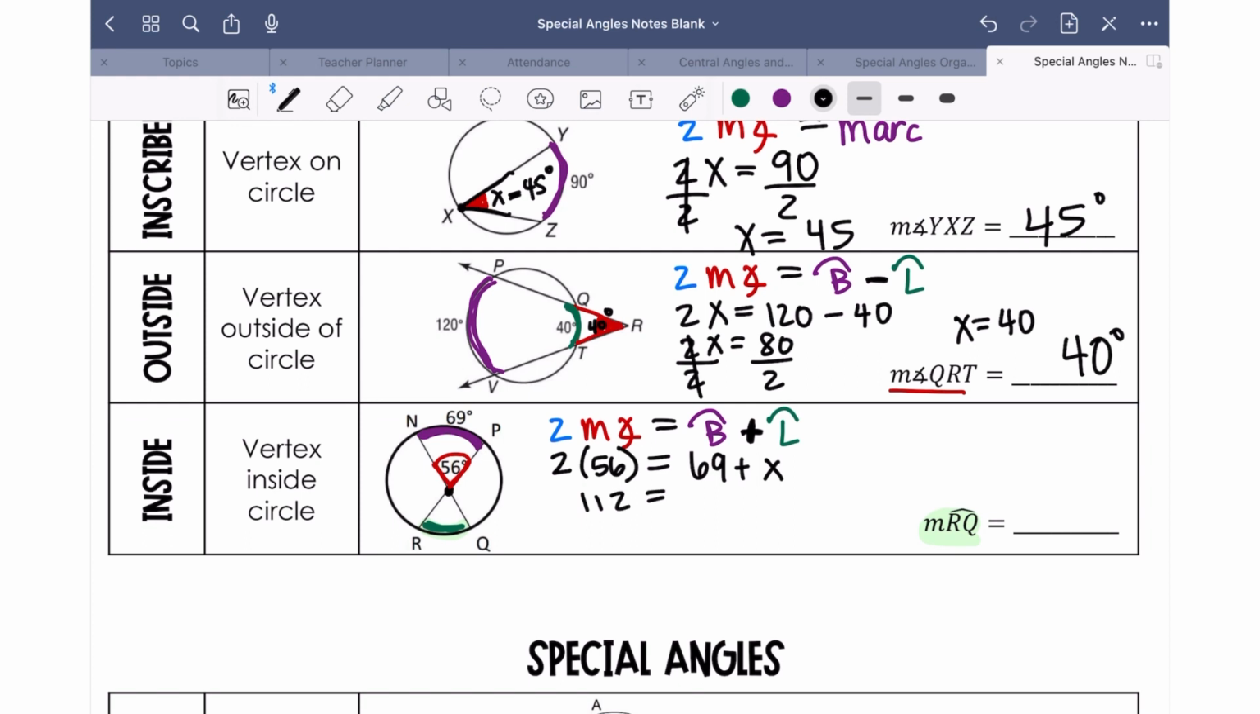69 plus X. How am I going to undo this addition that is being stuck next to the X? How do you undo addition? You subtract. Keep your equation balanced. Cancel those. 112 minus 69. You can use your calculator for all these algebra parts. That's going to be 43. So the arc measurement here is 43 degrees.